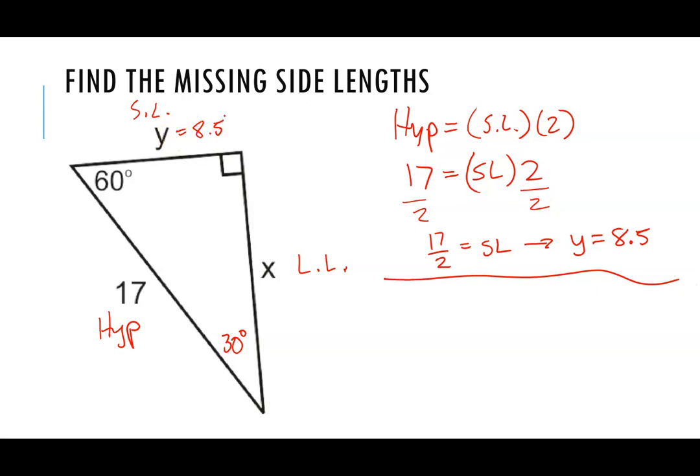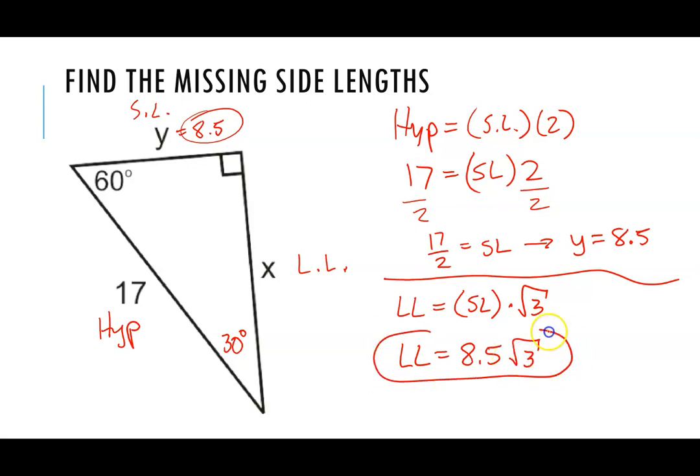All right, now that we have the short leg, we can actually go ahead and use the second relationship for a 30, 60, 90, and that is that the long leg equals the short leg times the square root of 3. So plug in the value that you know. You know the short leg is 8.5. This calculation is really easy. The long leg equals 8.5 times the square root of 3.